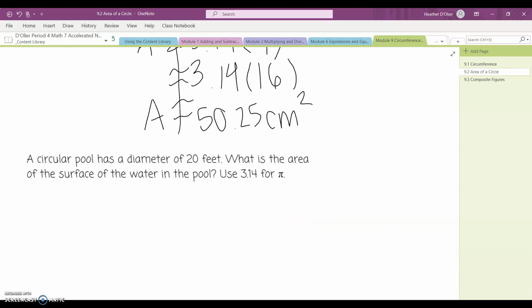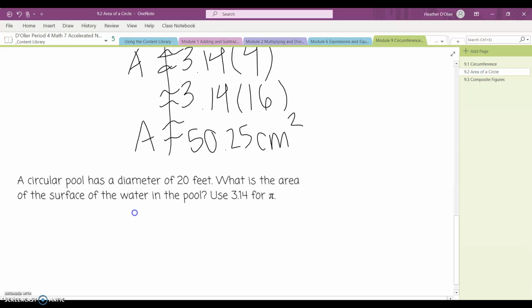Now I have one. It says a circular pool has a diameter of 20 feet. What is the area of the surface of the water in the pool? Okay, so I've got my formula.